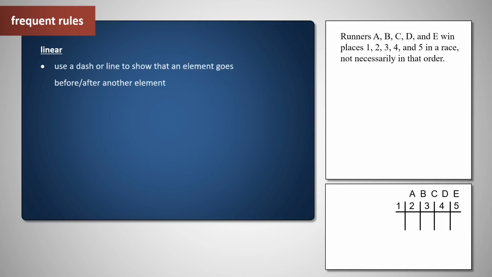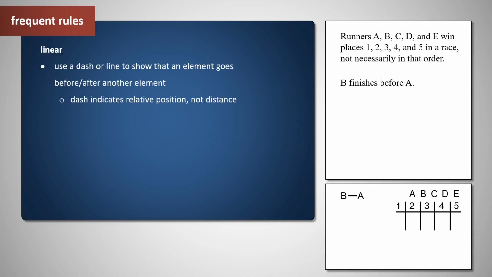Now we can use a dash or a line to show that an element goes before or after another element. So if we have a rule that says B finishes before A, you see how we drew it down there with B dash A. The dash is in the middle of the letters, not at the bottom or the top, which just lets you know that that's the relative position. It's not indicating distance, it's just telling you that B is before A and that A is after B.